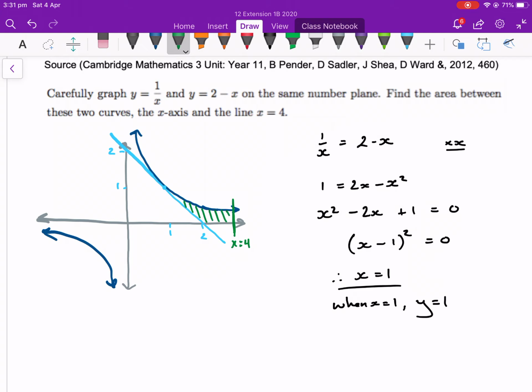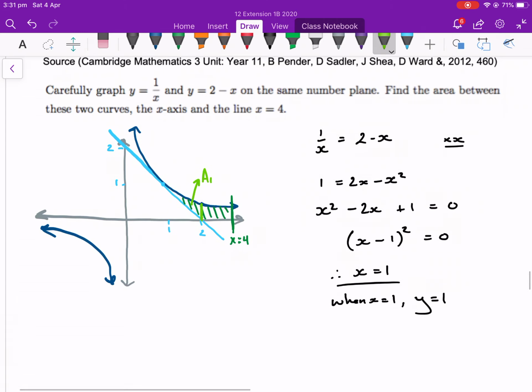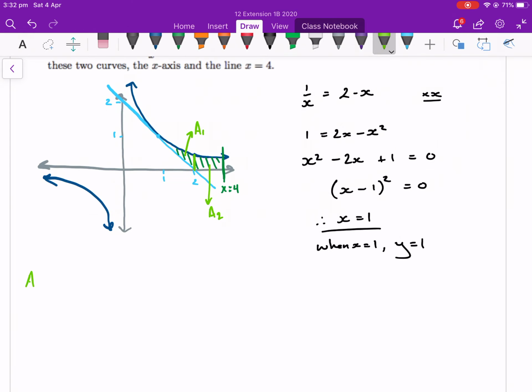And you'll notice we're going to have to split this up into two different areas, because this region, if we put a line down here, this region here is actually an area that's between the two curves, between the two functions, and this area here is just below the function 1 on x. So when we're working this out here, the area is equal to a1 plus a2.